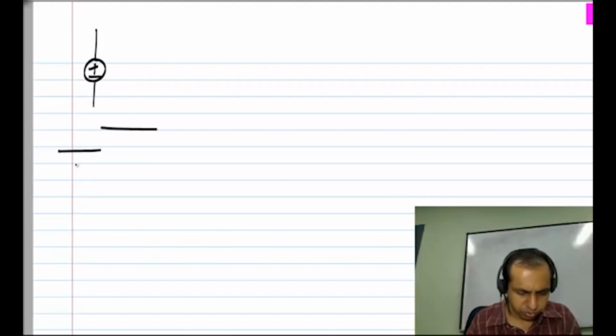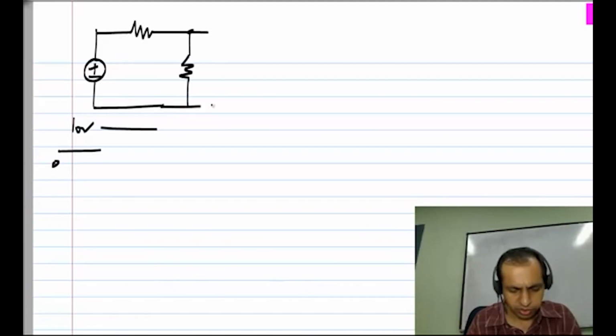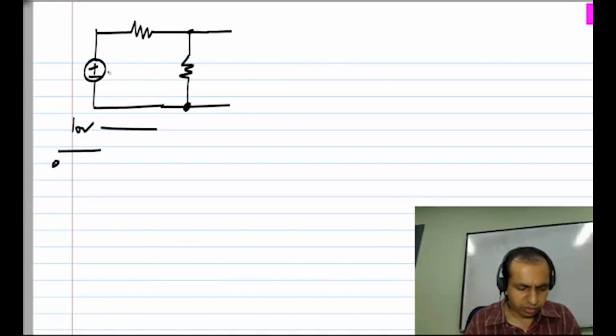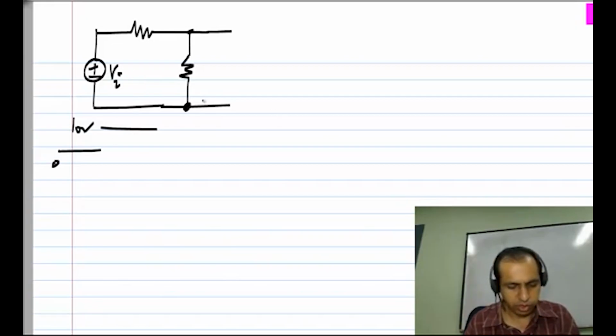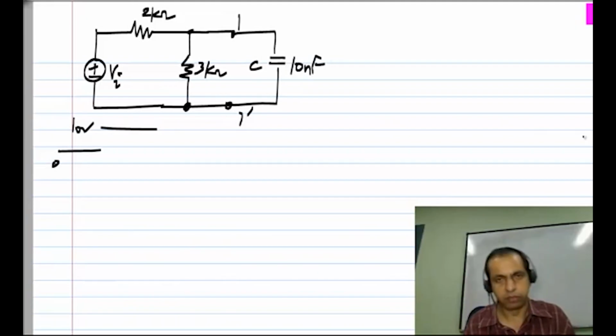This steps from 0 to 10 volts. Now if there is a step change in the voltage source, an independent source in the circuit, then the Thevenin voltage or the Norton current can also show the same step change. So we had, this is, let's say, Vi, and it changed from 0 to 10 volts, and we have 2 kilo ohms and 3 kilo ohms, and across these terminals we have the capacitor C, which is 10 nanofarad.